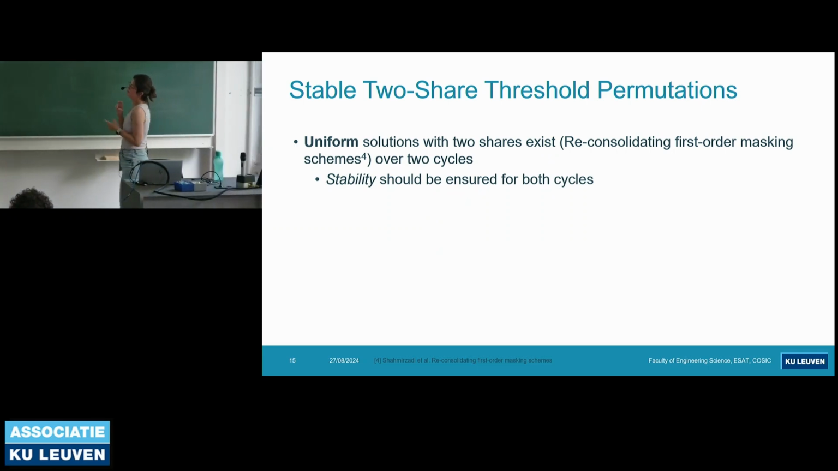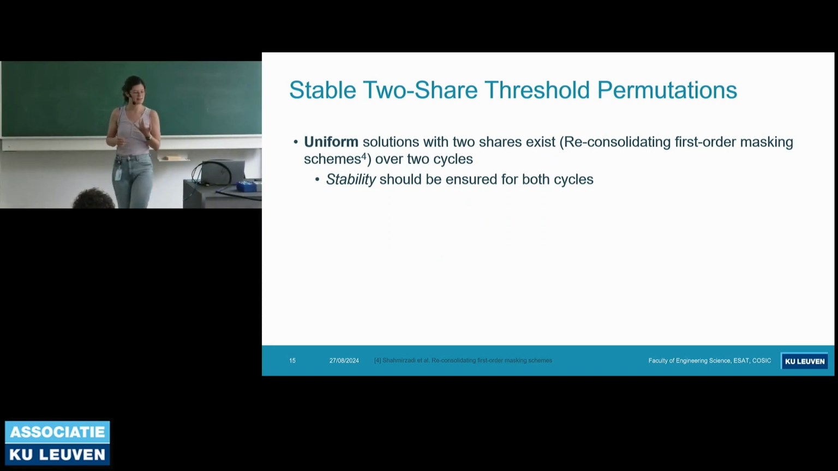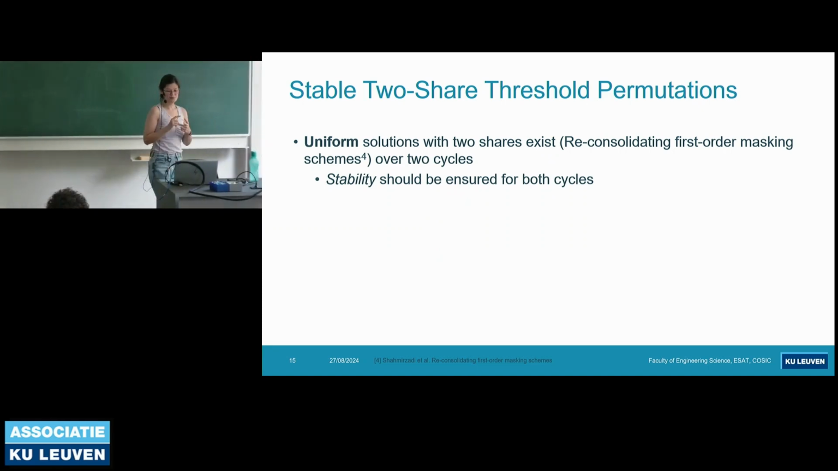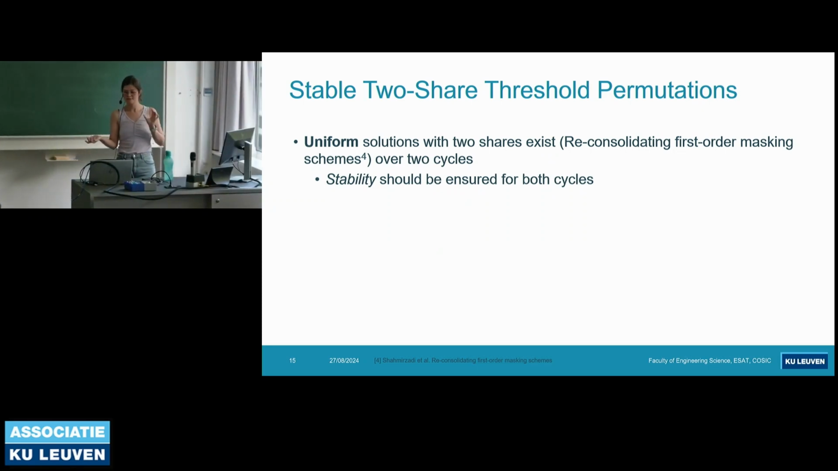So in this work, we base on the reconsolidating first-order masking schemes. In that work, they propose some uniform solutions over two shares, and they work over 2 cycles. Now we just take those solutions, and we need to make sure that both cycles are stable. In this part, I will only show an example of the AND gate. So this is the AND gate solution provided in this paper.